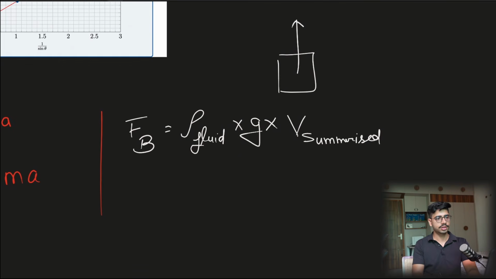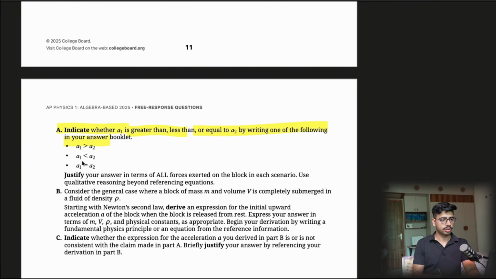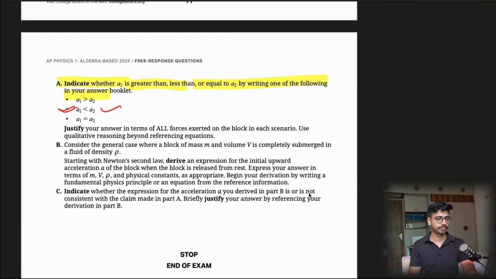If the density of the salt water is more, then the buoyant force will be more, correct? If the buoyant force is more, the acceleration will be more, because the net acceleration is due to the buoyant force minus mg. If the buoyant force increases, obviously the net acceleration upward has to increase. So in the second case, it is going to be greater. So you have to say this part: that is bigger than that.